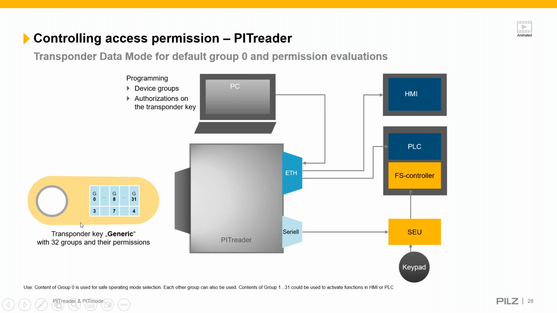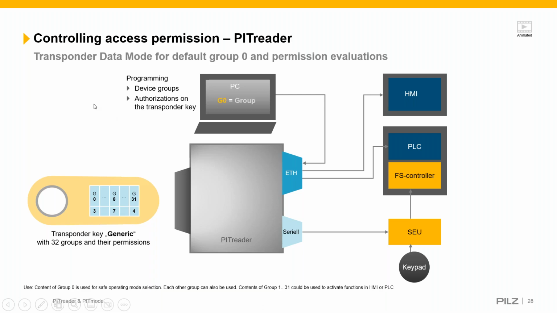So you can see we've got a transponder key here. It's a generic key with 32 groups and their permissions. And you can see that this particular employee has group 0 with permission 3, group 8 with permission 7, group 31 with permission 4.